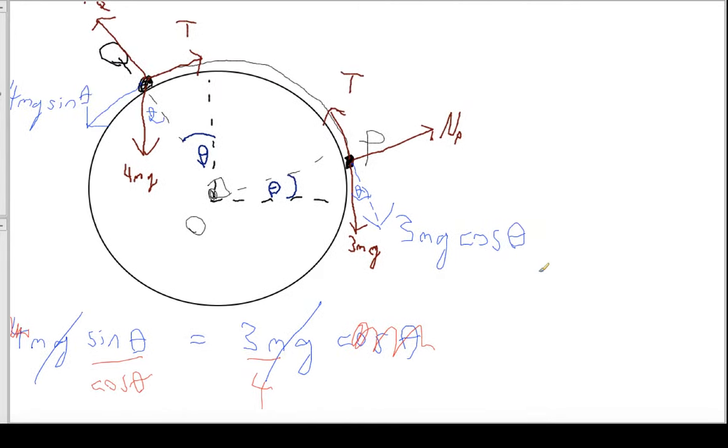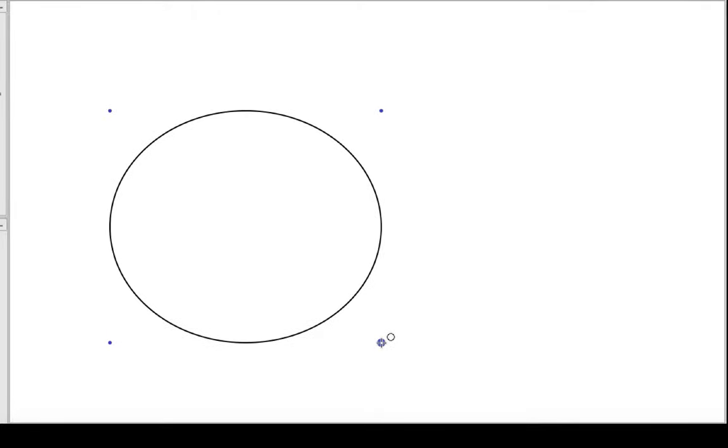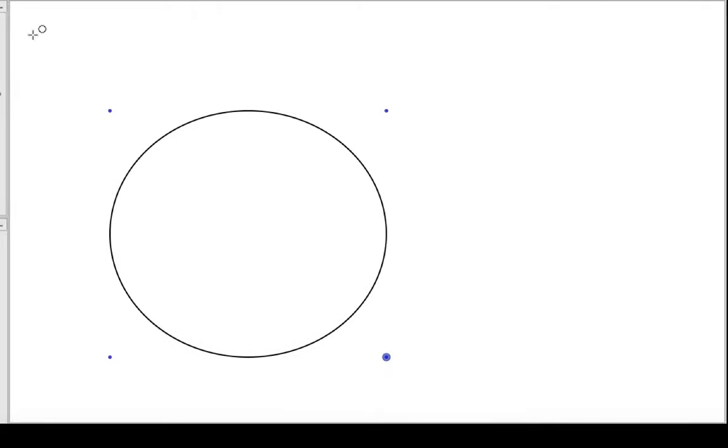How would I actually do conservation of energy for this problem? Well, let me just draw it again for you. So draw the circle. And this time they're moving, but we're still going to be considering theta in the same way. So here's Q, here's P, 90 degrees apart, here's O.